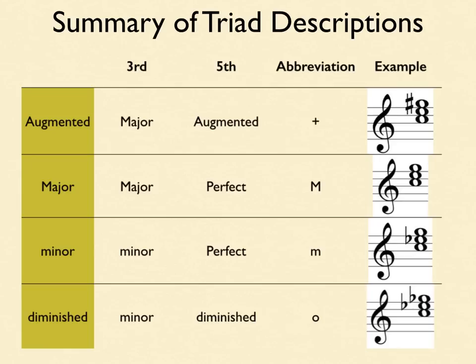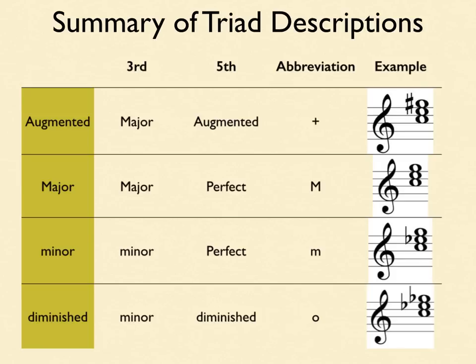Between C and E is a major third, and between C and G sharp is an augmented fifth, so that's an augmented chord. Major triads, you have a major third and a perfect fifth, and the abbreviation for that would be just a capital M. And we've come across that before as well. So between C and E is a major third, and between C and G this time is a perfect fifth.